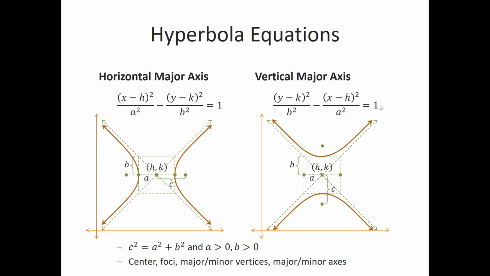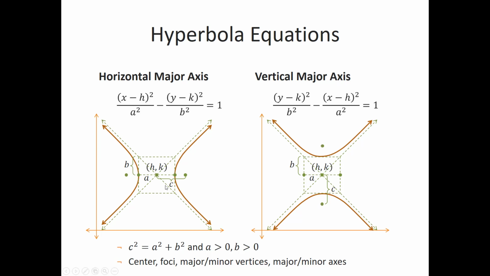And again, I do this a little differently. Some texts will always put a with the positive variable, and I don't. I always let a go with x, b goes with y. The reason I do that is because it makes a, just like with the ellipse, always the horizontal distance from the center to the left and from the center to the right, whether it's horizontal or vertical. B is always the vertical distance from the center up and the center down. And c is always the distance from the center to the foci, whether it's horizontal or vertical.